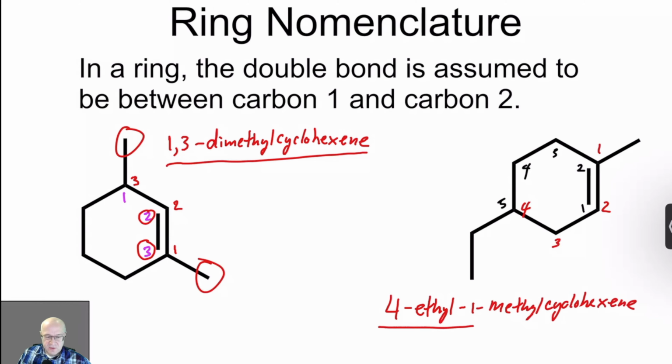Now the ethyl has to go first because remember, substituents are named alphabetically. Doesn't matter that the methyl has the number 1. What matters is that ethyl, E, comes before M. That's what matters.